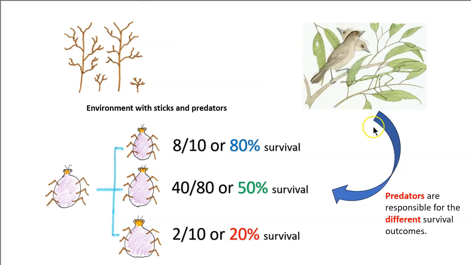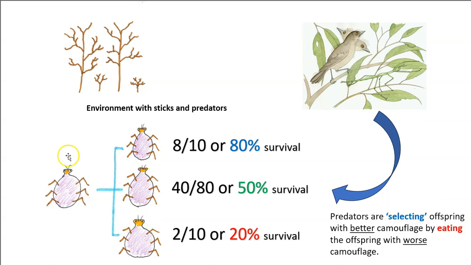So we can say then that the predators are responsible for the different survival outcomes. This is a cause and effect process. The activities of the birds is causing individuals with different body shapes to have different chances for survival. Darwin uses the word selection to refer to this kind of interaction. The predators are selecting offspring with better camouflage by eating the offspring with worse camouflage. So it's not the case that the predators see all of the different body variations in the environment and then just choose to eat the worse camouflaged ones and just choose to not eat the better camouflaged ones. No, it's that they just see the worst camouflaged insects more often than the better camouflaged ones.